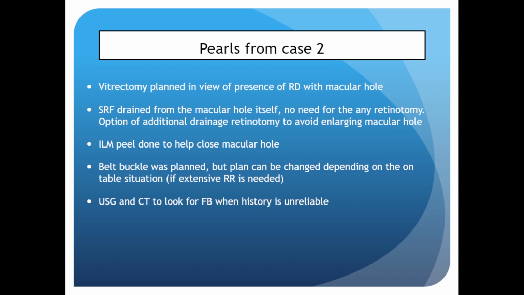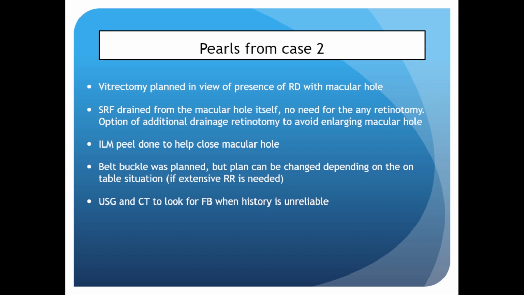Bell buckle was planned, but if we have done extensive RR, then the option of removal of the bell buckle can also be done. USG and CT scan were done to rule out a foreign body, because the history was totally unreliable and initially we were suspecting a foreign body. So this case is open for discussion.